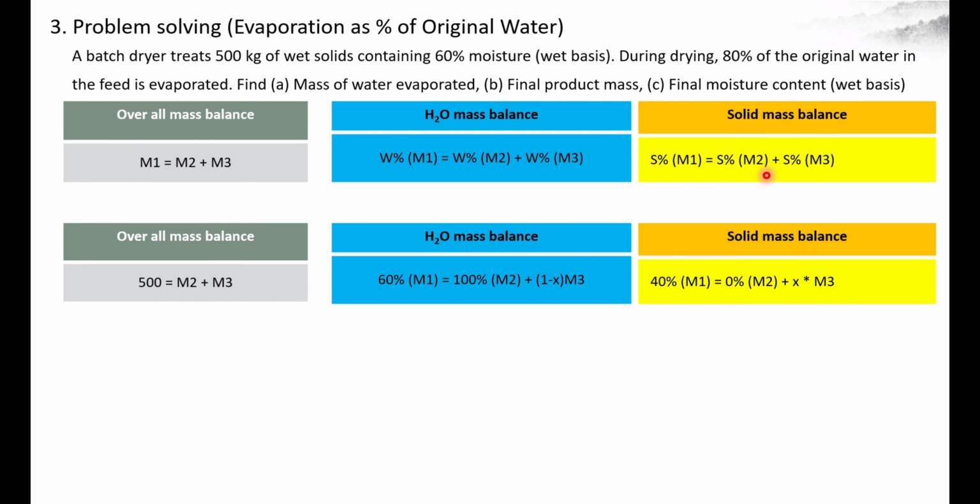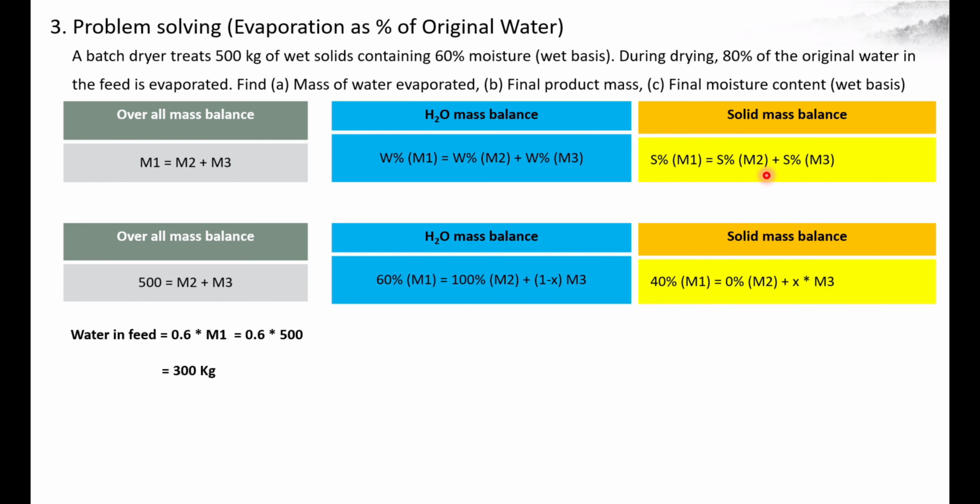Now we calculate the interesting part in the problem, that is calculating the amount of water vapor in this drying process. The question says during drying 80% of the original water in the feed is evaporated. First of all, we have to identify how much water was in the feed. The question says 60% moisture in the feed. So the feed is 500 kg. Out of 500 kg of feed, 60% is moisture. So when I multiply 60% with the feed mass, which is 0.6 into M1, that is equal to 300 kg. So the water in the feed is 300 kg.